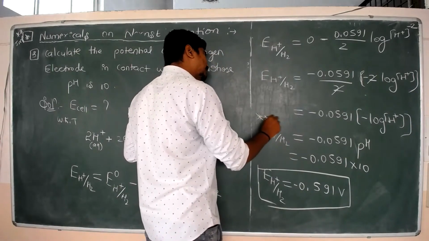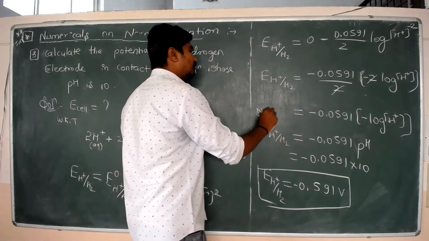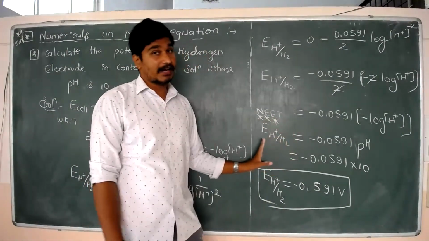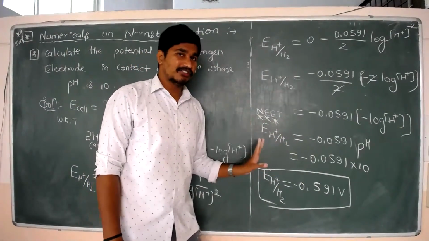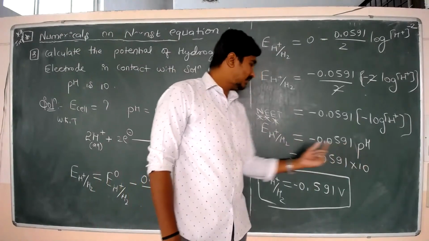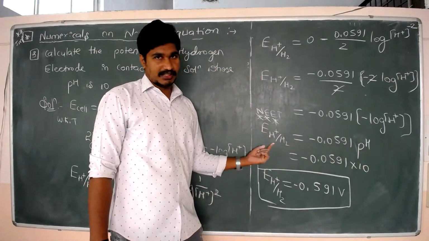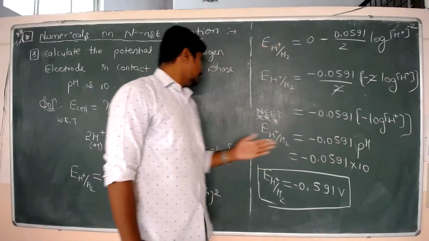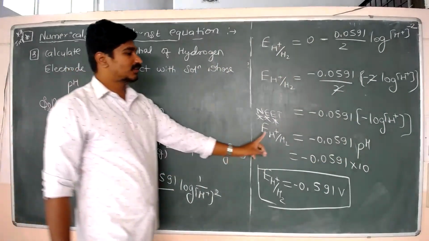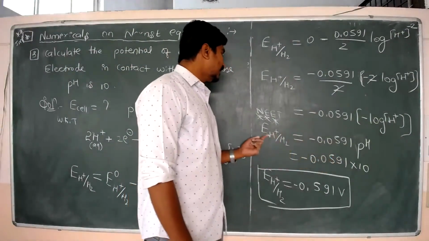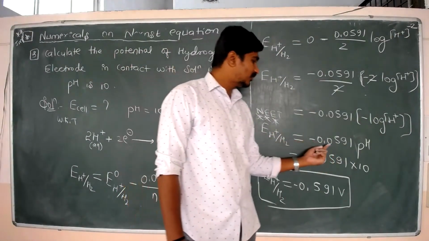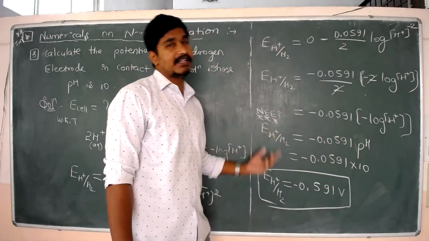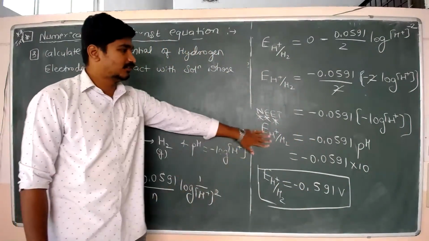This formula is very important for solving NEET or JEE questions for the hydrogen electrode, only for the hydrogen electrode. Sometimes they will give the pH and ask for E of the hydrogen electrode. Then we can use this formula. No need to do all the things. Just remember this formula for the hydrogen electrode. What is the formula? E of H+/H2 is equal to minus 0.0591 into pH. It is very important while solving NEET or JEE questions. Just remember this one is very important.